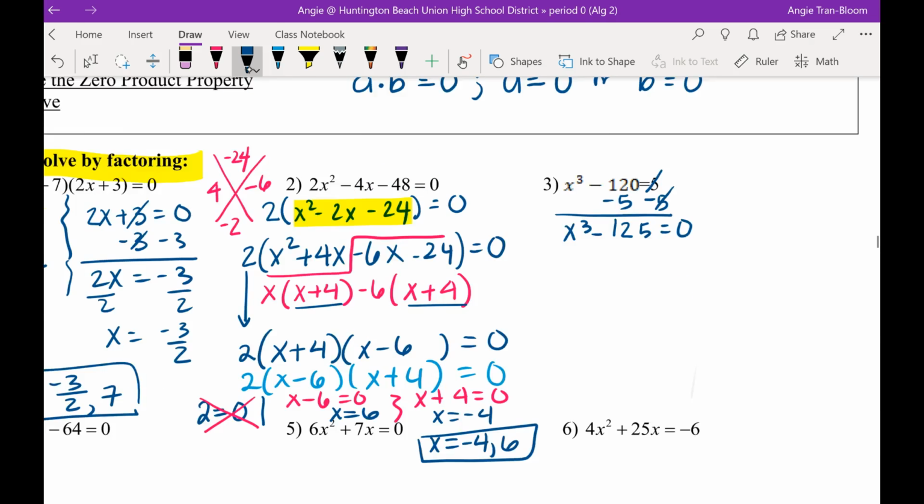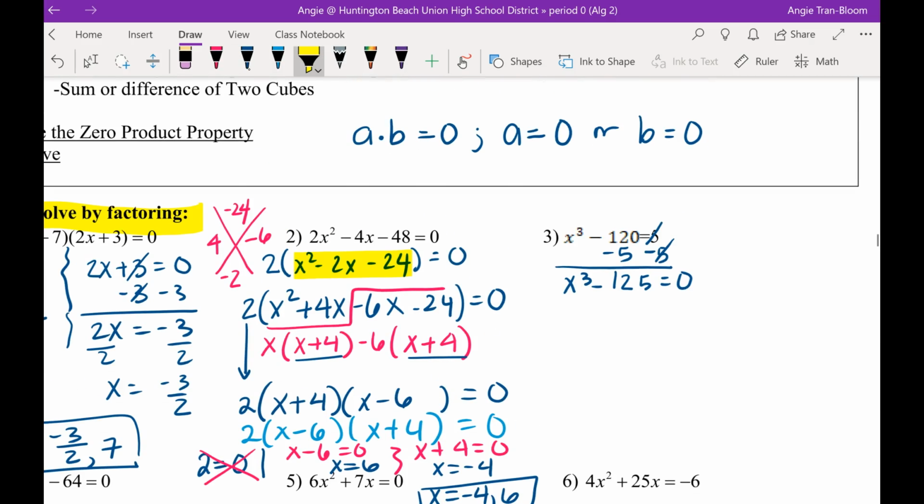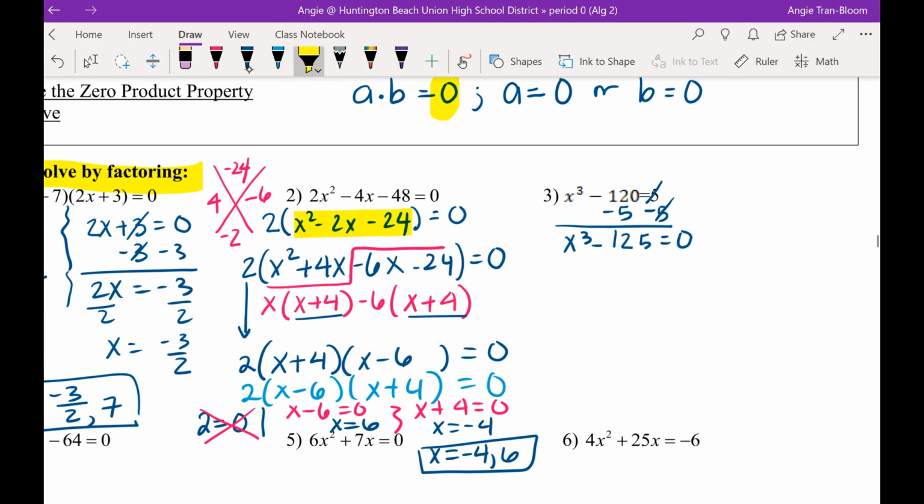So class, if we're going to use the zero product property, guess what your equation has to equal? 0. It cannot equal anything else but 0 if you are to use the zero product property. Does that make sense? Okay. I'm going to show you another way as well. Okay. So now what would you do here?